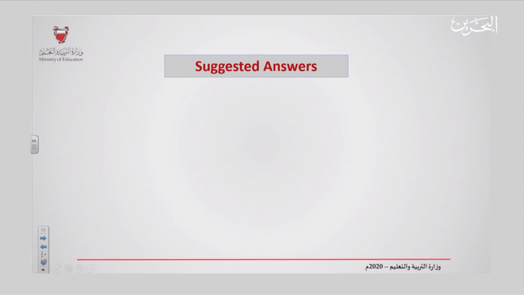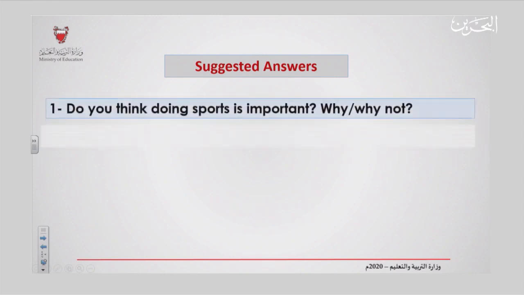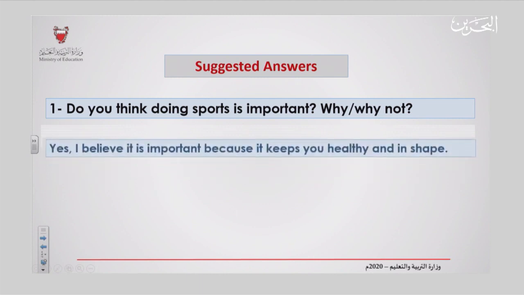Let's look at some suggested answers. Question 1, do you think doing sports is important? Why? Why not? And a possible answer is, yes, I believe that it is important because it keeps you healthy and in shape. So it keeps you fit and it's good to exercise.